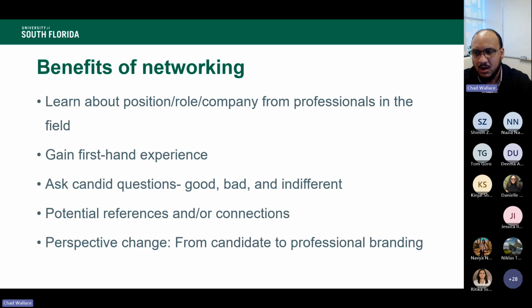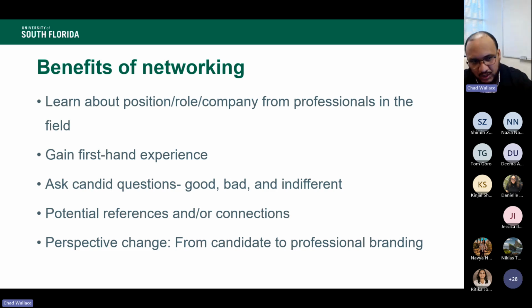So for instance, if you were to network with someone, they get to know who you are as an individual. They get to learn who you are as a professional. They get to know what you bring to the table. They get to know those different things that you may not necessarily be able to showcase in your resume. Whereas if you just apply online, they just see your name and your resume, right?